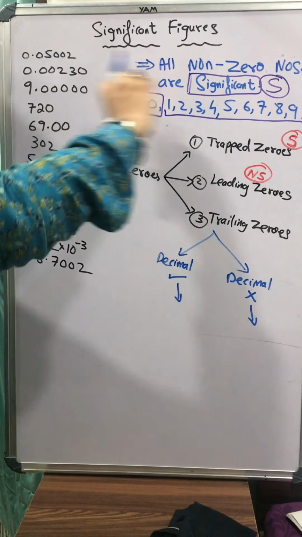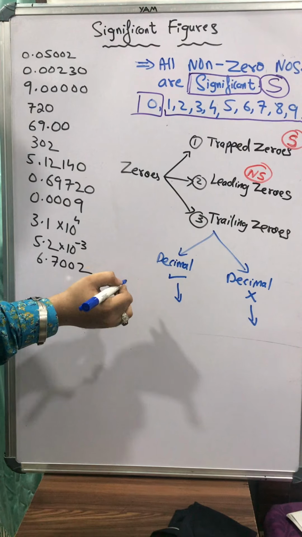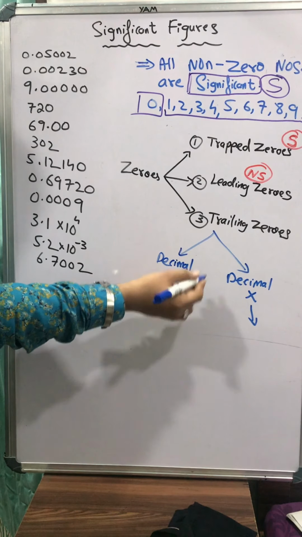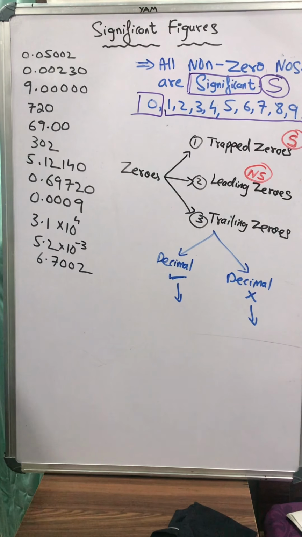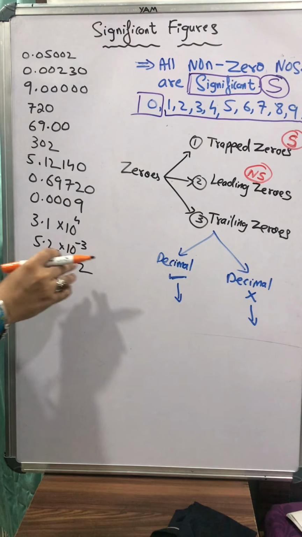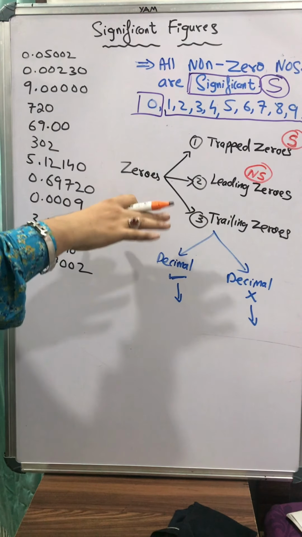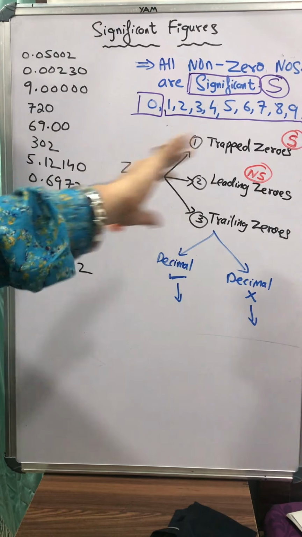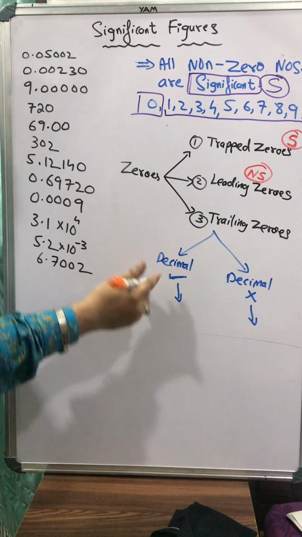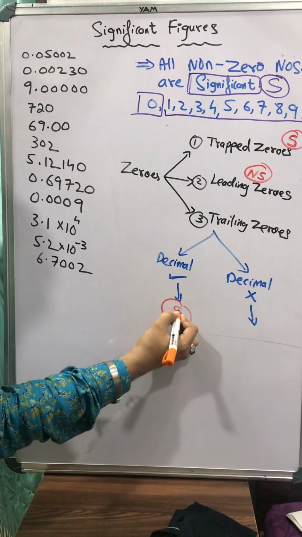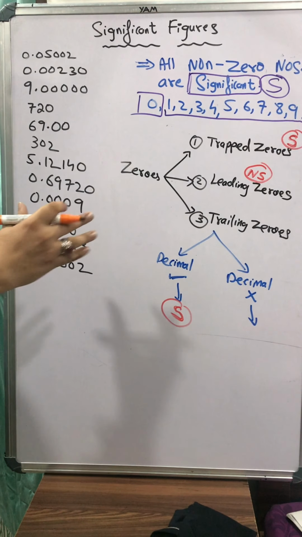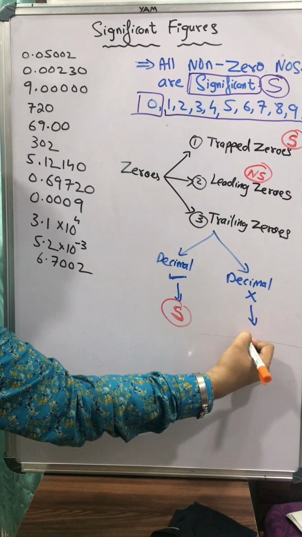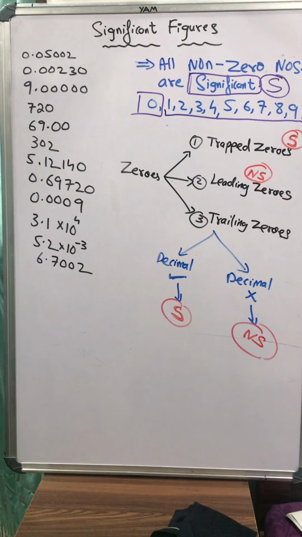If in the complete number you have a decimal point, I have marked a tick mark over here. And if the decimal point is not there, then we have a different scenario. Okay, see here. If in a given number we have trailing zeros, and in that number we have a decimal point, then those zeros which are trailing, which are coming at the end, in the number which consists of a decimal point, those zeros are considered as significant. So I'll write S. But in a number where we don't have a decimal point and we have zeros at the end, trailing, those zeros are considered as non-significant.